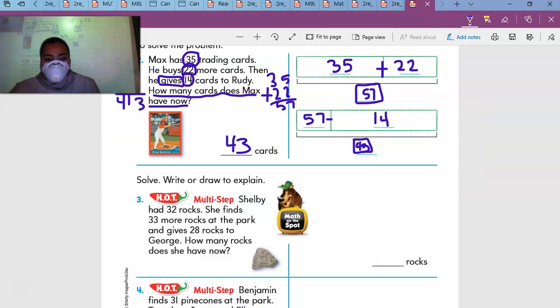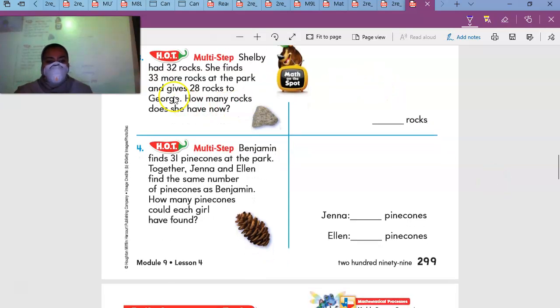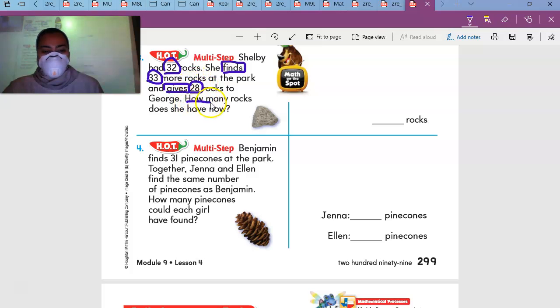All right, moving on. Shelby had 32 rocks. She finds 33 more rocks at the park and gives 28 rocks to George. How many rocks does she have now? Shelby had 32 rocks. She finds 33 more. If you're finding some, are you taking them or giving them away? You're taking them. That's another keyword for add. She had 32. She finds 33 more rocks at the park. And then she gives. Gives means take away. She gives 28 rocks to George. How many rocks does she have now?